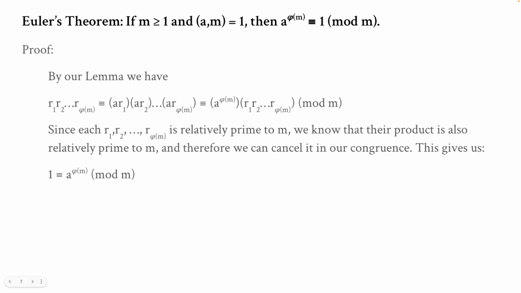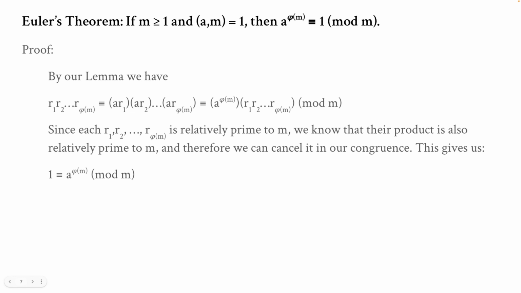So, with the lemma out of the way, we can prove Euler's theorem. As I said before, the lemma really does most of the heavy lifting here. So by the lemma, we have the product of our r's, all the integers less than m and coprime to m, is congruent to the product of all of our ar's.